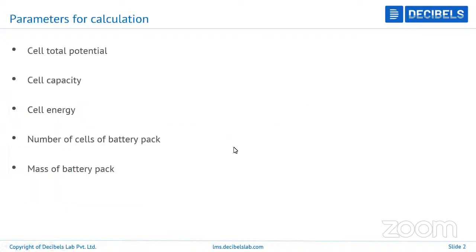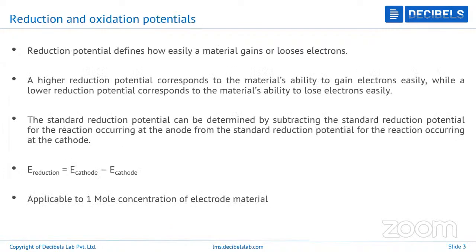So for today, these are the parameters that we'll be calculating. We'll start with total cell potential, where we'll use the Nernst equation to find out the total cell potential. And following that, we'll also find out the capacity and the energy. And then finally, we'll have a brief look at how to find the number of cells of a battery pack.